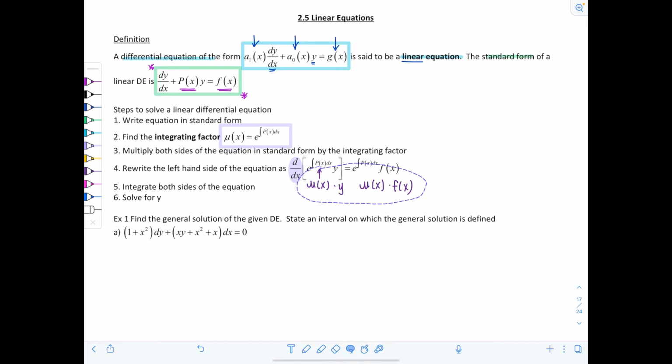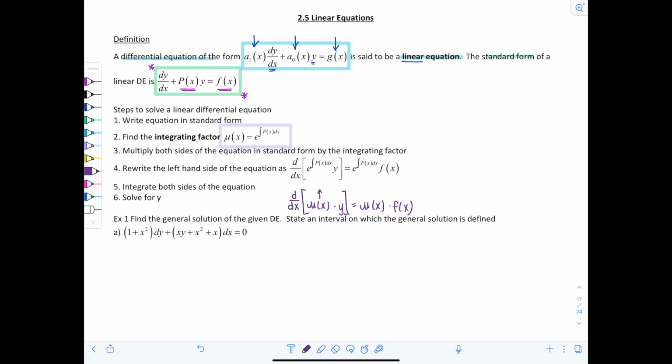So when you rewrite your differential equation after multiplying both sides by the integrating factor, the left-hand side should be the derivative with respect to x of mu of x times y, and that equals mu of x times your f of x. From there, you're going to integrate both sides of the equation and solve for y. All right, let's work through a few examples.